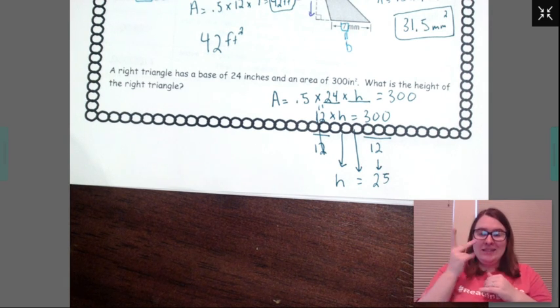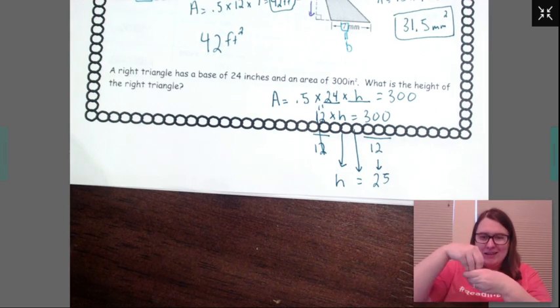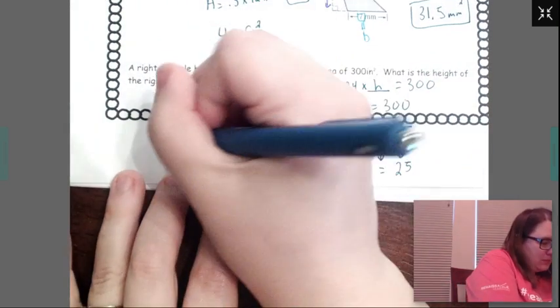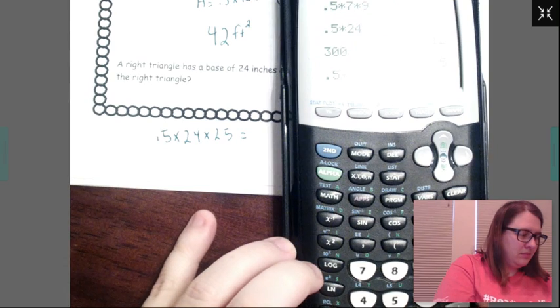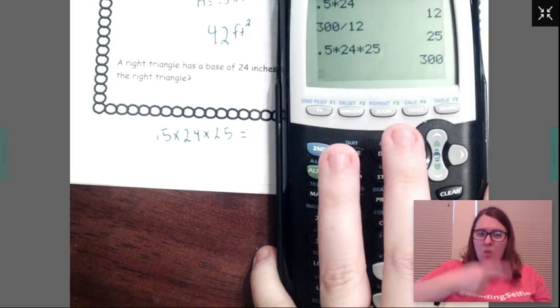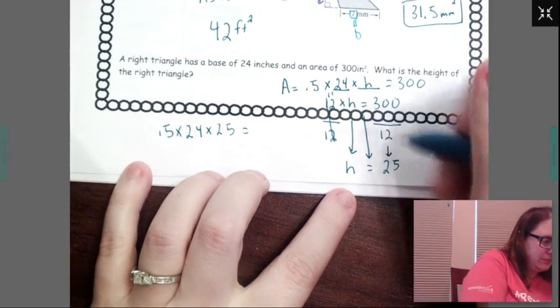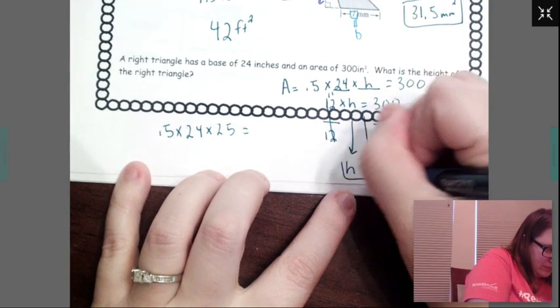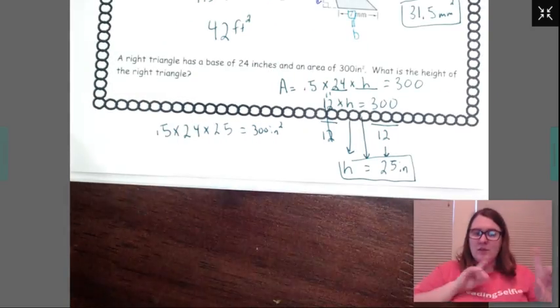All right, now I need to see if this is correct. So I'm going to write out my whole equation and then add into that 25. Okay, what did I get? 300. So my answer is correct.